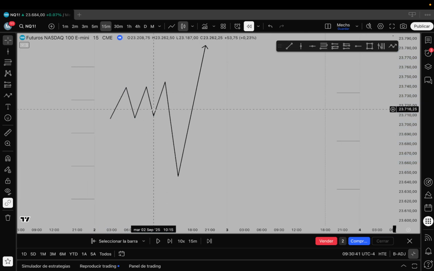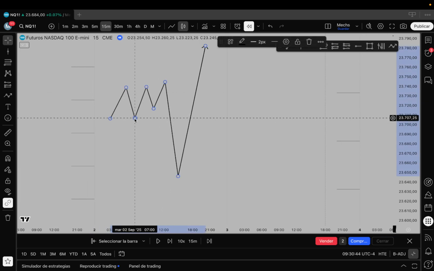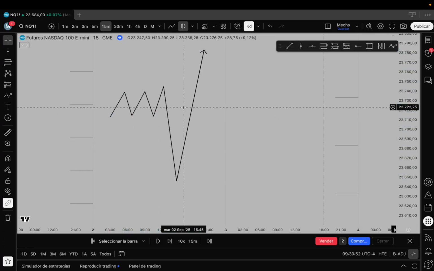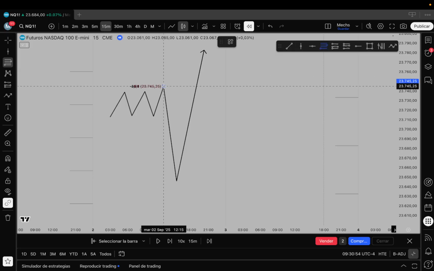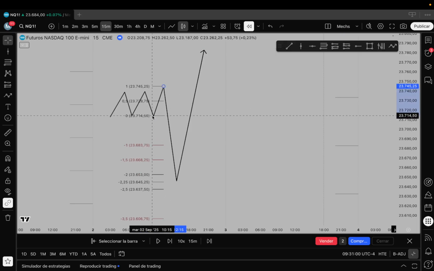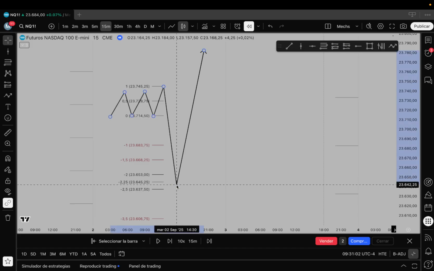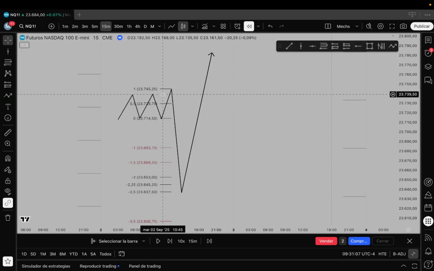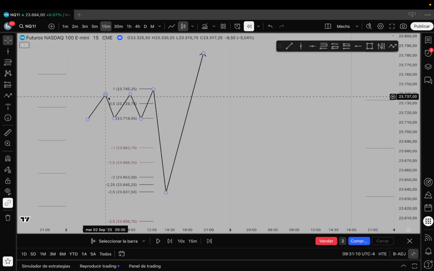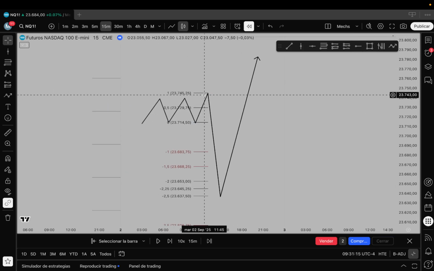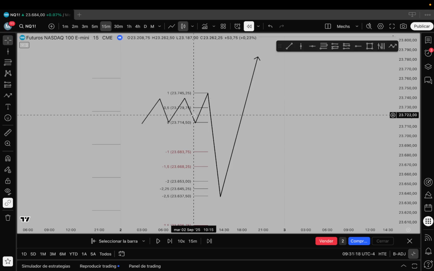Okay, so there are two ways to mark these standard deviations. They are almost the same, but they are not the same. First, we have the manipulation standard deviation. We mark the manipulation of the accumulation, the bigger leg of the accumulation. So in this case, from the higher high to the low.